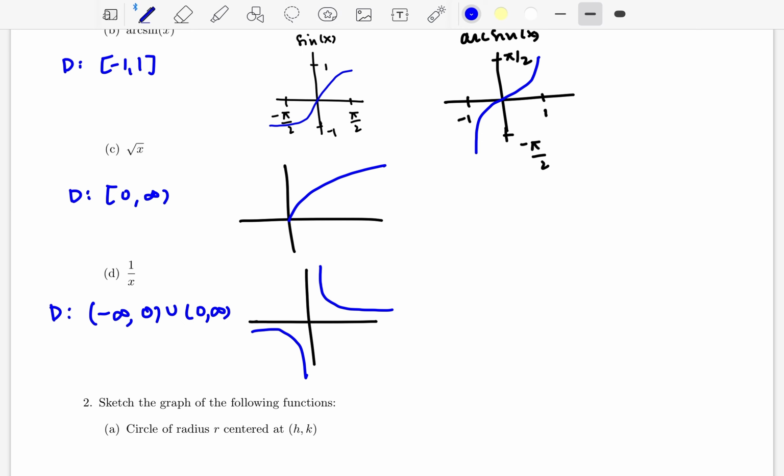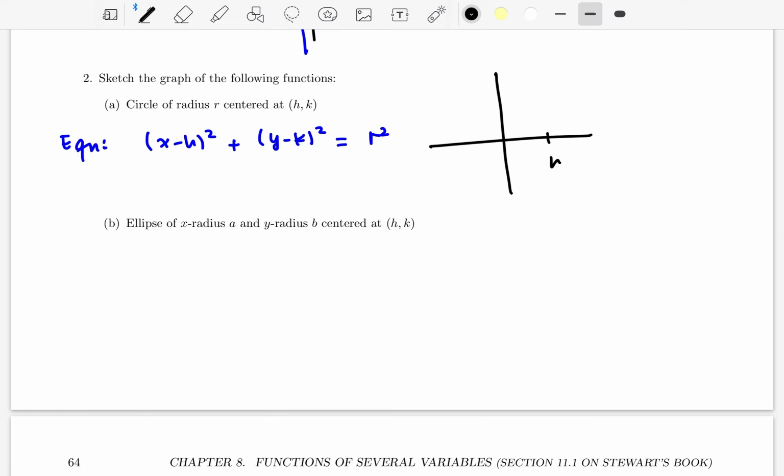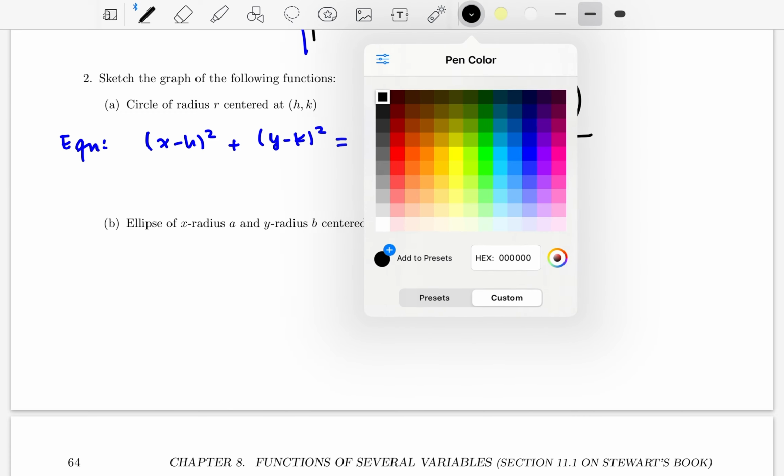Now let's look at other graphs, like for example, sketch the graph of the following functions. Well, first of all, if I have a circle of radius r centered at (h, k), then we know that the equation will be (x minus h) squared plus (y minus k) squared is equal to r squared, and the graph is just a circle. So let me assume that this is h and this is k. Then this is going to be the center, and hopefully that's not too bad. So if that is my circle, and make sure that's the center, then this will be the radius r.